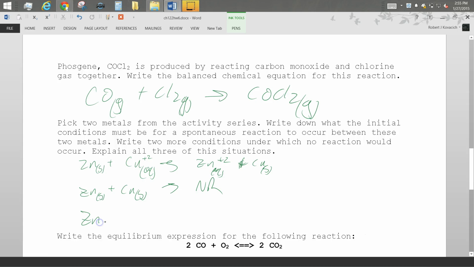And zinc aqueous and copper aqueous. The copper would really love to get some electrons, and the zinc would like to give it electrons. It's just that it doesn't have any electrons to give.